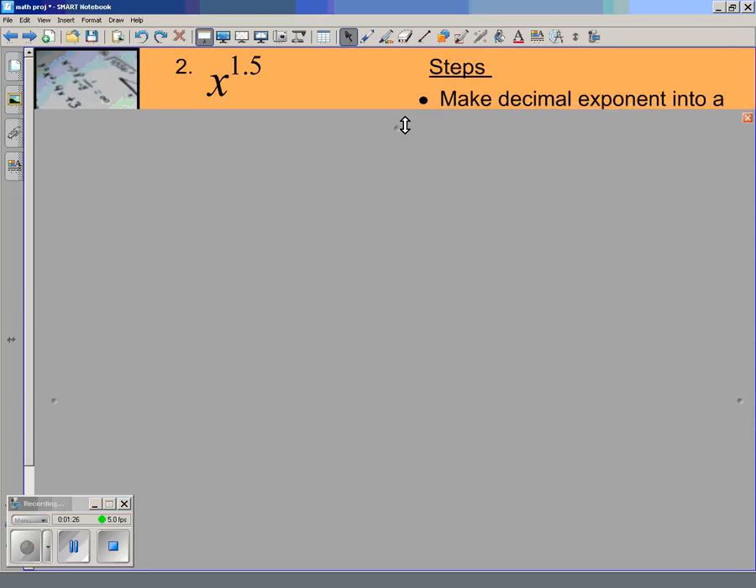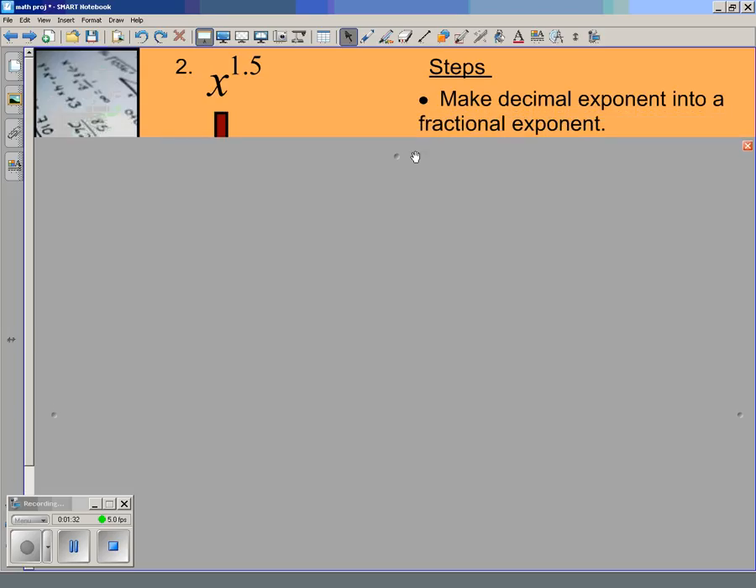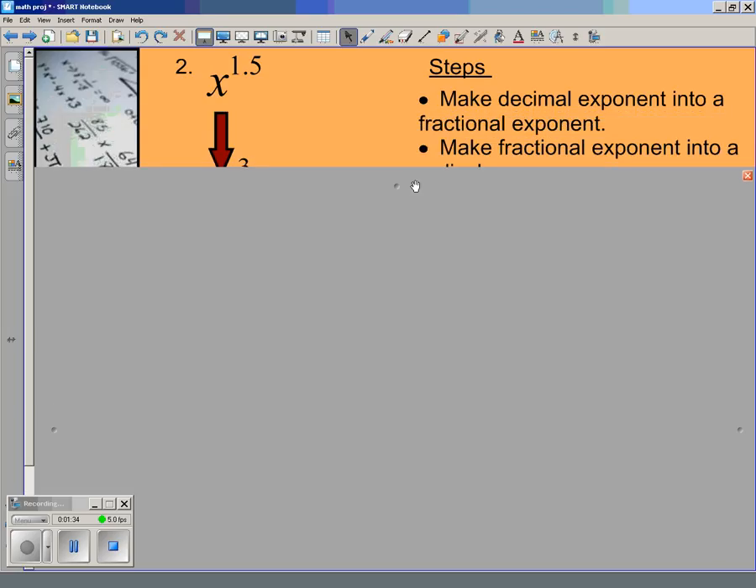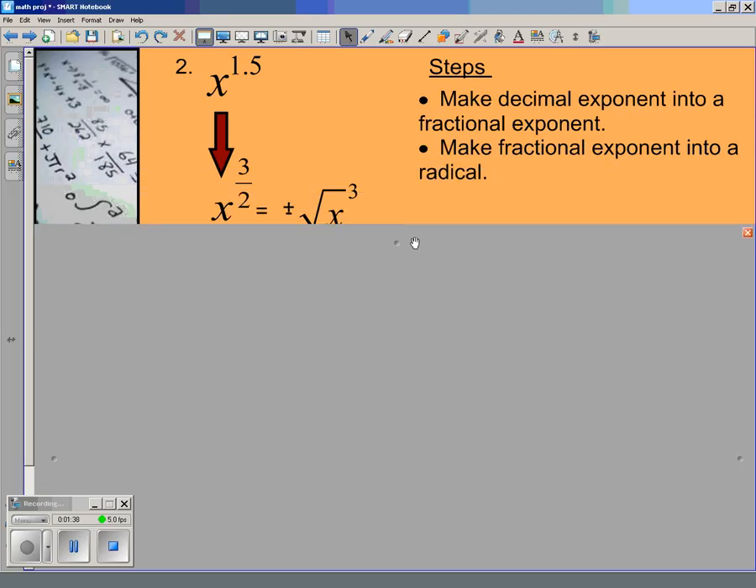For the next equation, we are going to be using decimal exponents. So what we first want to do is make the decimal exponent into a fraction, because decimals are not fun to work with. And that does simplify out to 3 halves. So x with an exponent of 3 halves does equal plus or minus the square root of x with an exponent of 3.